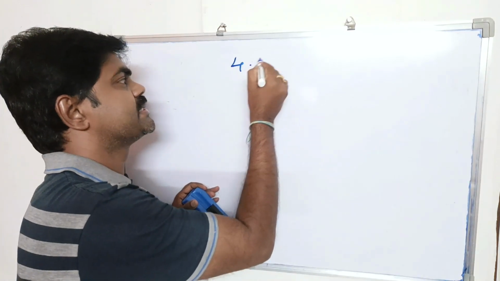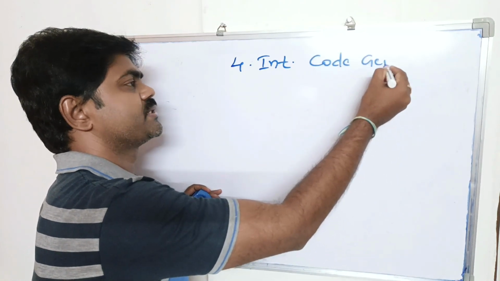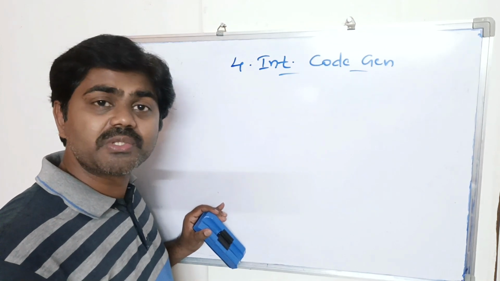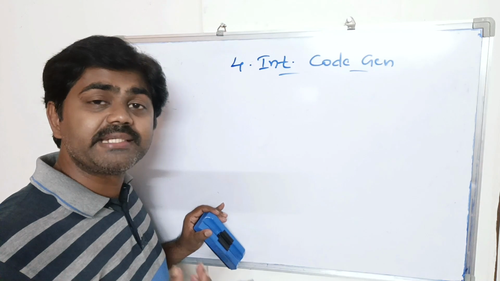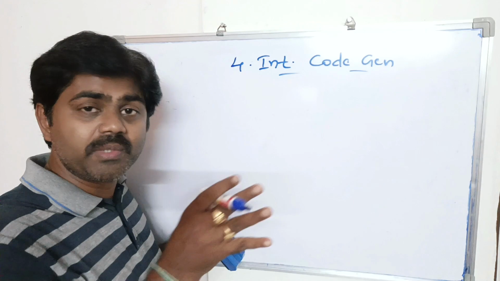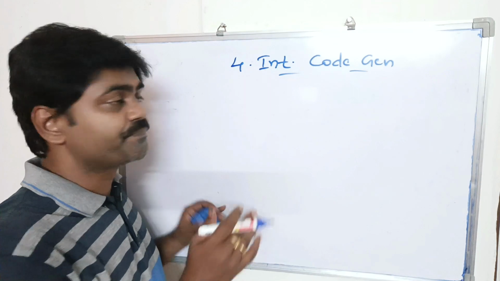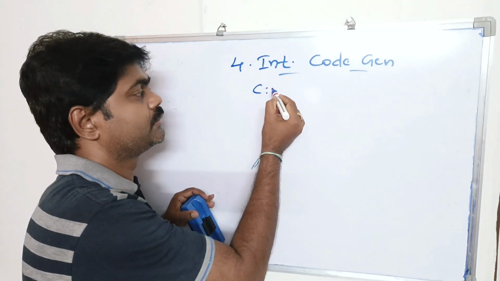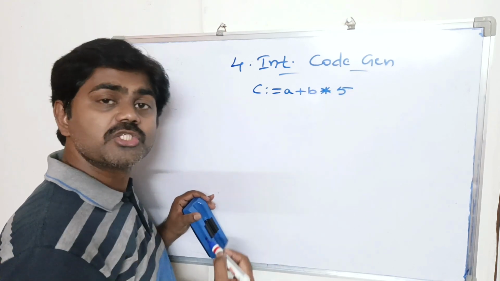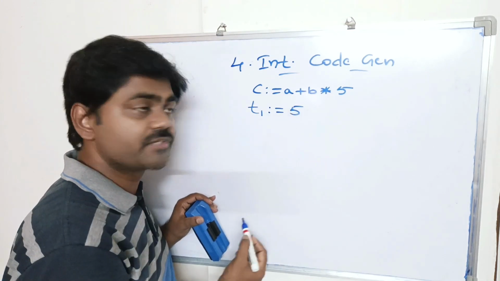The fourth one is intermediate code generation. So what happens in intermediate code generation? In intermediate code generation, we'll take some temporary statements, intermediate statements, and we'll divide our source input into intermediate statements. For example, if I say T1 equal to 5, I have taken intermediate statement T1 equal to 5.